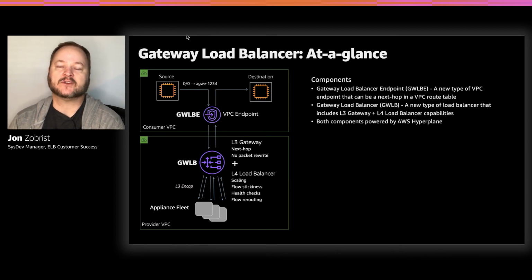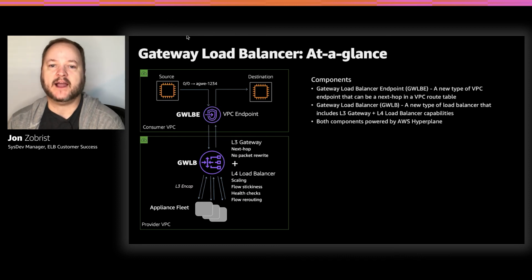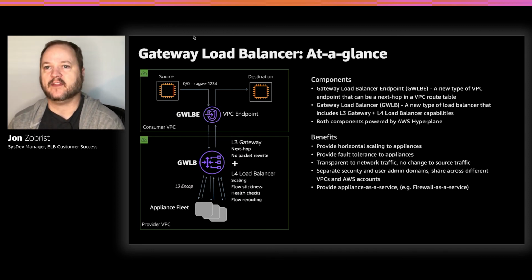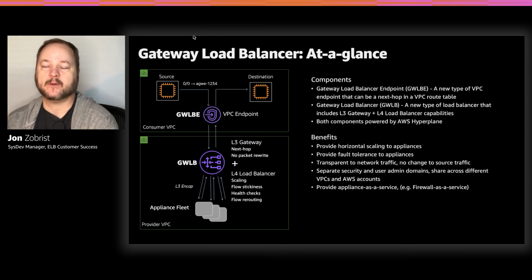Then your Gateway Load Balancer is going to send the traffic to the Appliance Fleet. We're doing health checks there. We do auto scaling. We do all the things that are best practice and ELB really enables. And we're transparently integrated with EC2's network to make sure all of that works quickly and transparently. And we do that with AWS Hyperplane.